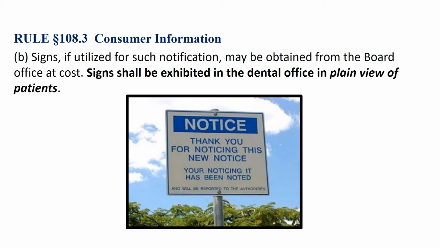It also states here in this subpart B that you may obtain this sign from the board office at cost. The board office sells a version of this sign that is in compliance right out of their office. However, this board rule tells you exactly what is required, and there's nothing that dictates or mandates or obligates you to buy this sign from the board office. You can draft and produce this sign on your own computer and printer.